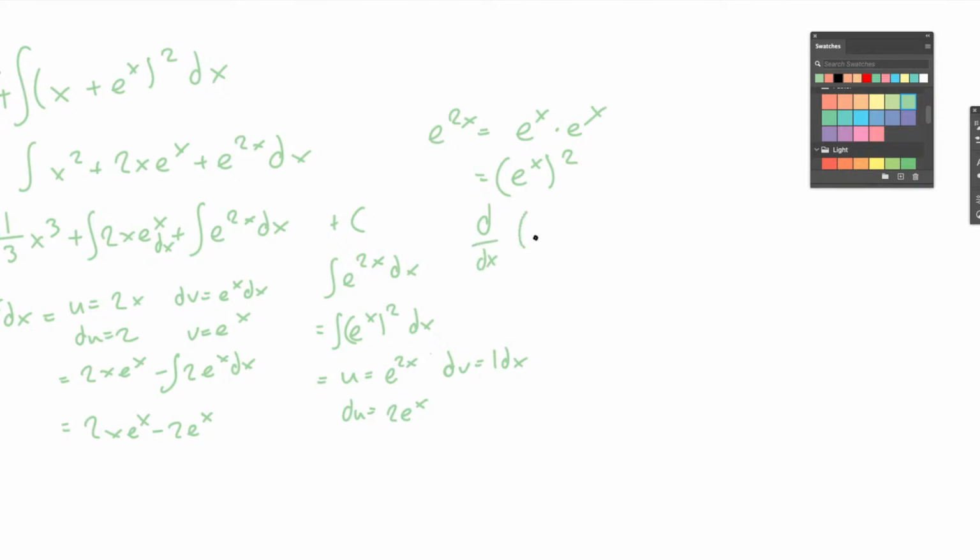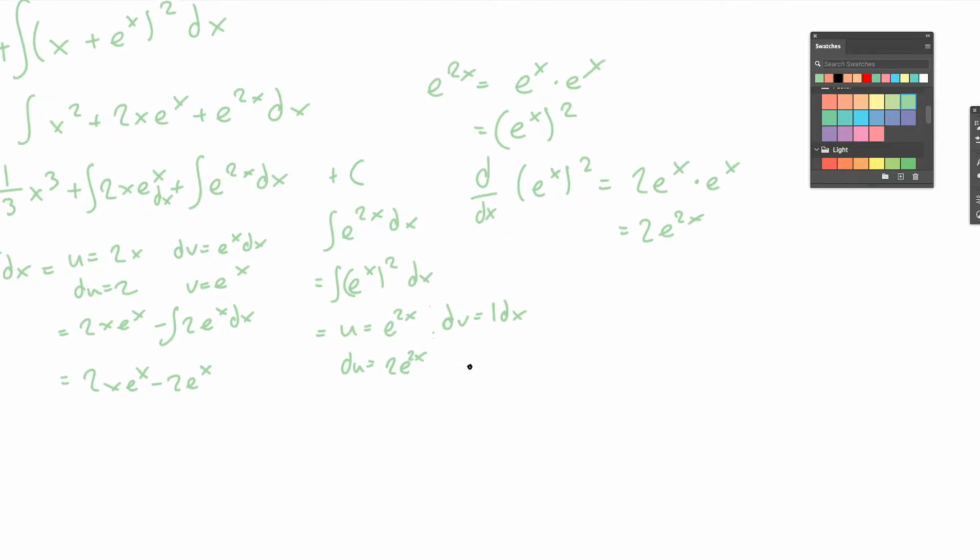d/dx of e^x squared should equal 2e^x. That becomes that. I see. Chain rule. I hate chain rule. Now, we get that. Okay, yeah, we can work with this.